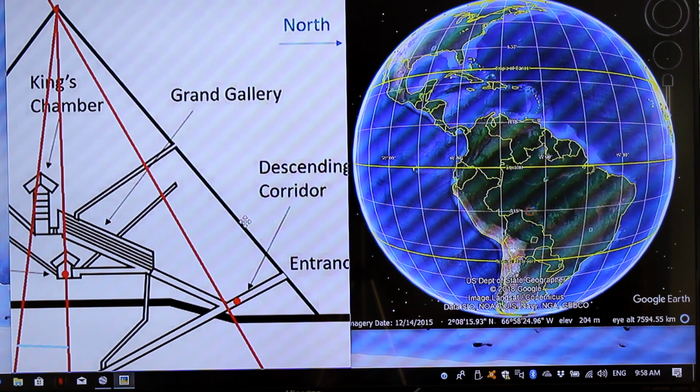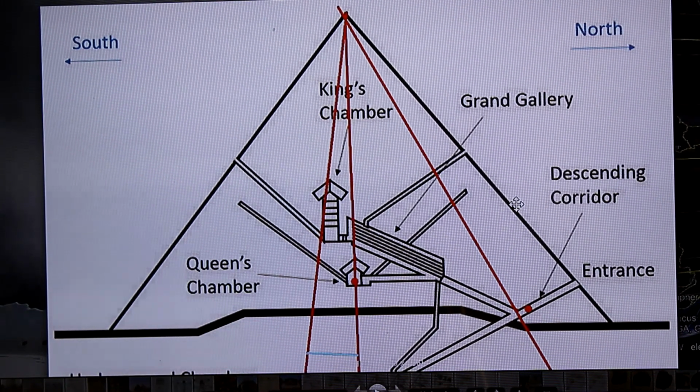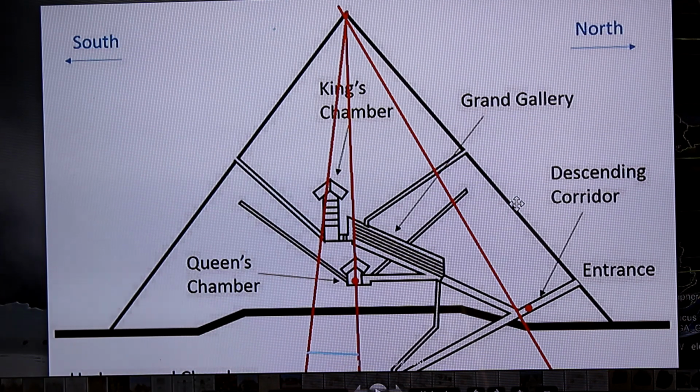But we won't dawdle any longer. We will move on now to the cross section of the pyramid. Okay, we now have the cross section of the pyramid in full view.